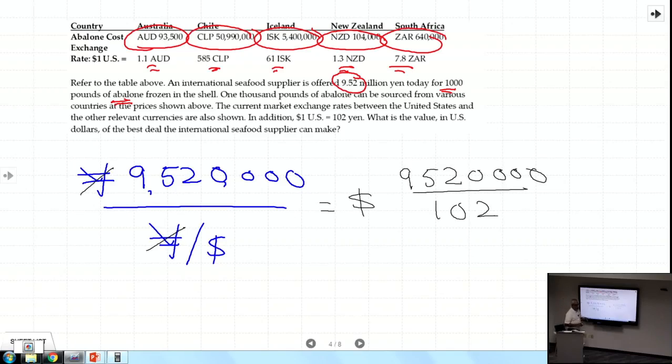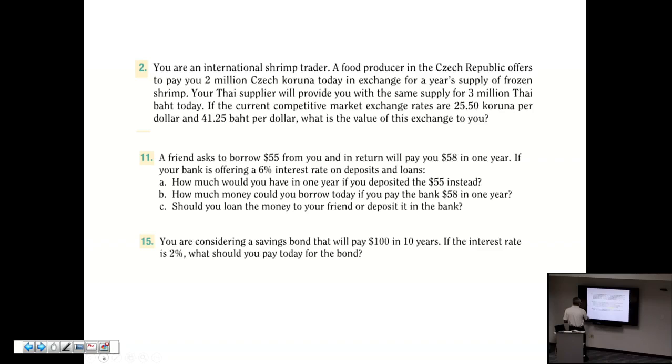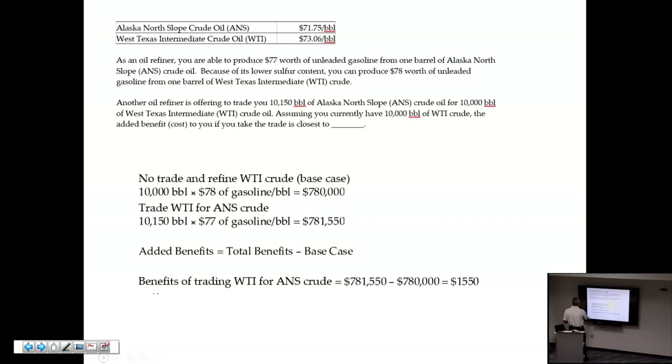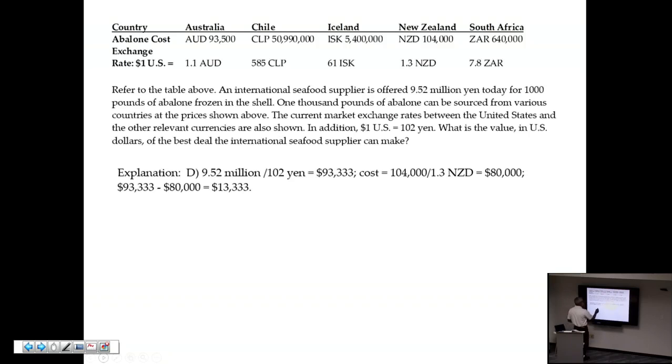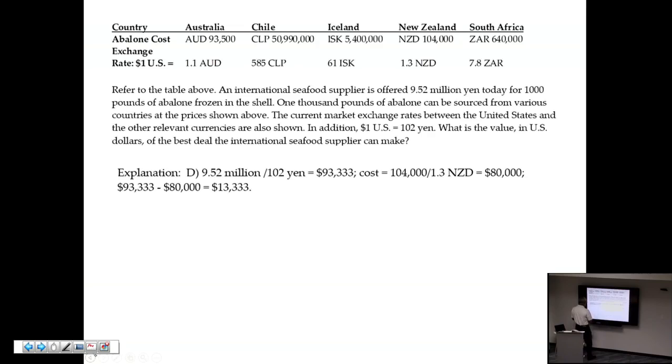And once I have the dollar value of this deal, let me see, I have the numbers over here worked out, 9.52 million. So 9.52 million divided by 102 gives me 93,333.